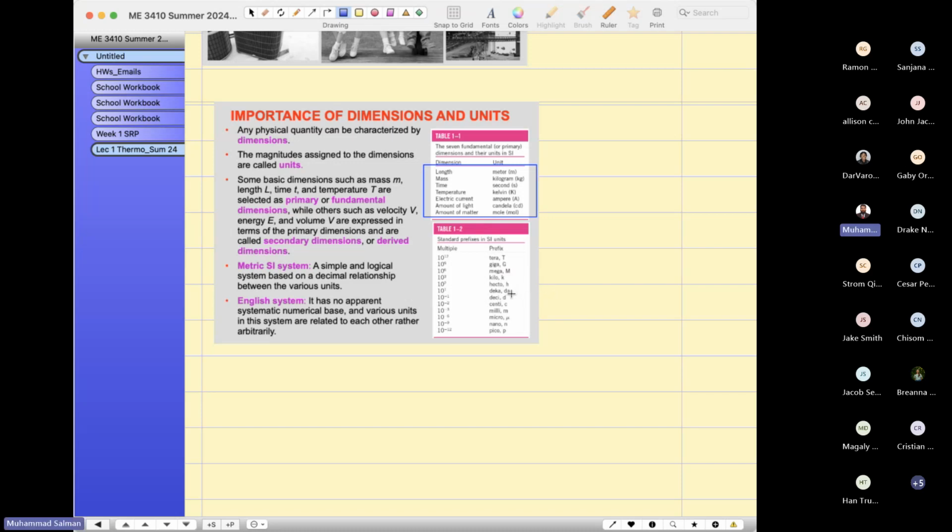Some of the prefixes: tera, giga is 10 to the 9, mega 10 to the 6, kilo 10 to the 3. At least you should know these, and from here you should know nano, micro, milli, centi. These you should know.